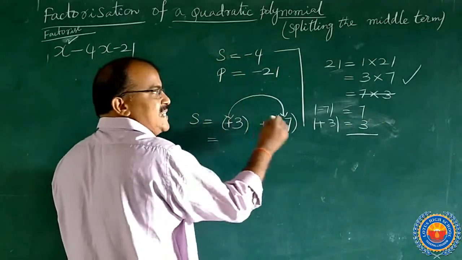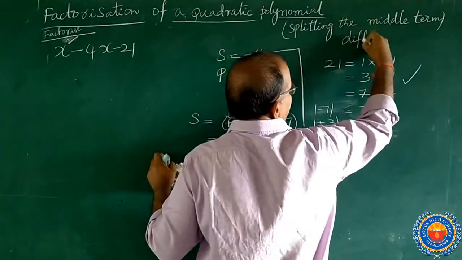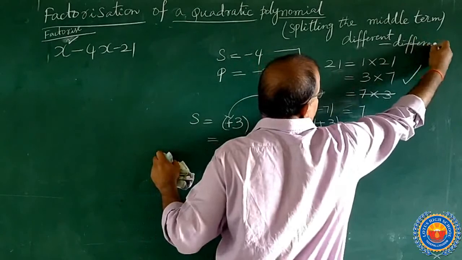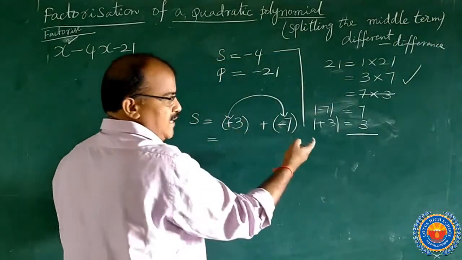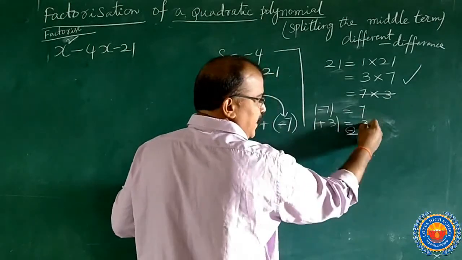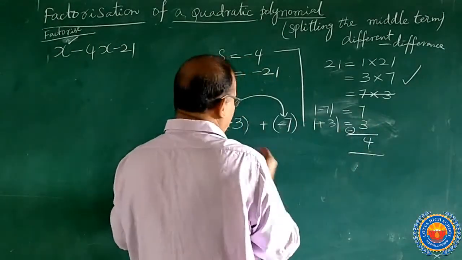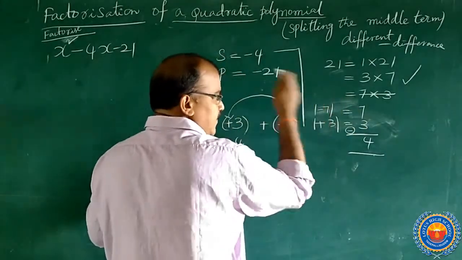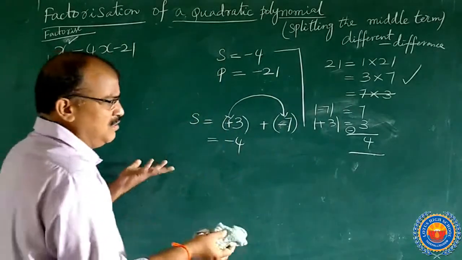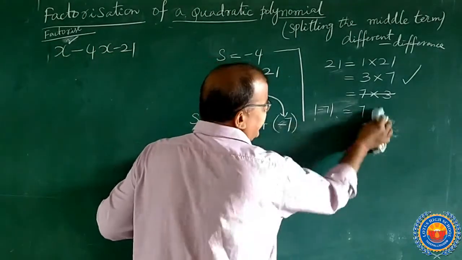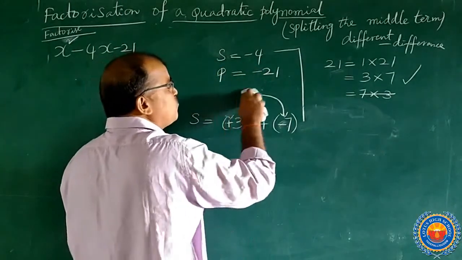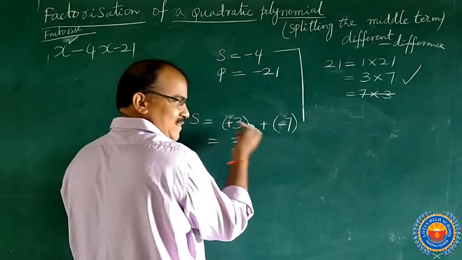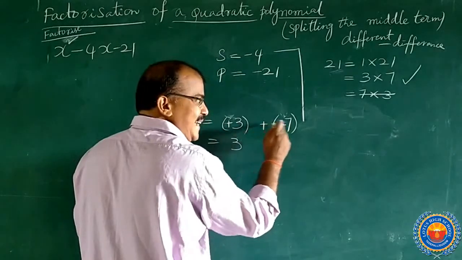So here, different signs, take the difference; same signs, take the sum. Different signs, so I have to find the difference: 7 minus 3 is equal to 4. Which is the bigger number? 7 is the bigger number. What is the sign of 7? Minus. That's why minus 4. So if you want, you can do it like this. Otherwise, directly, this is plus 3. What is plus of plus 3? You can write 3. Plus of minus is negative.